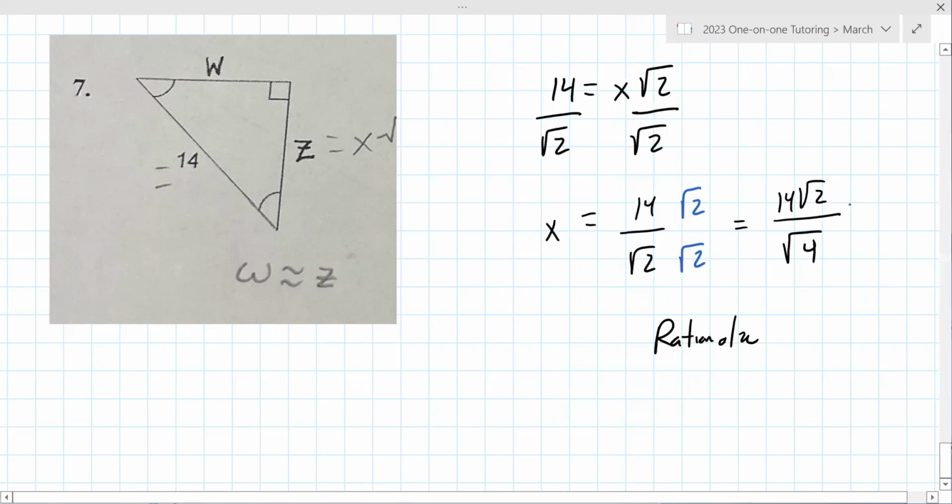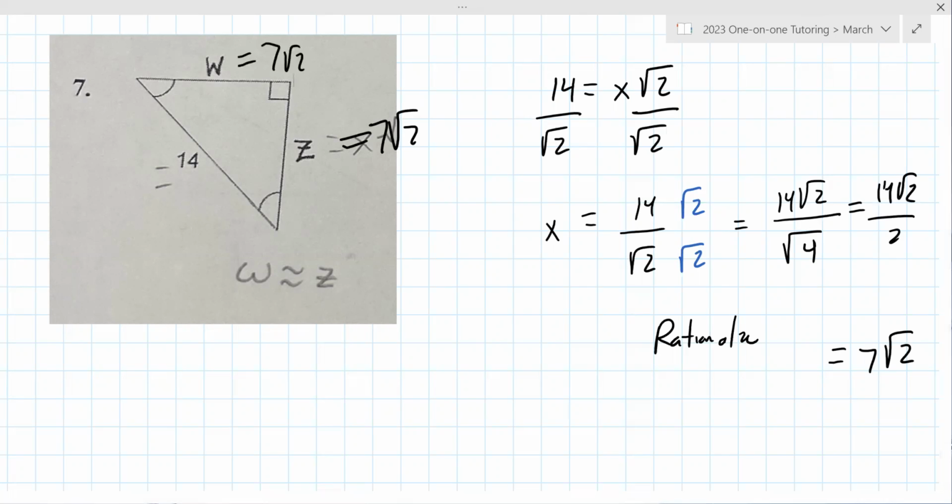Okay. So that becomes 14 square root of 2 over 2. 14 divided by 2 is 7. So it'd be 7 radical 2. Yes, and that's your Z value and your W value. Oh, okay, awesome. All right, so what I'm going to do here is look for more of these 45, 45, 90. So I'm going to go to the other page. We'll do 13 next.